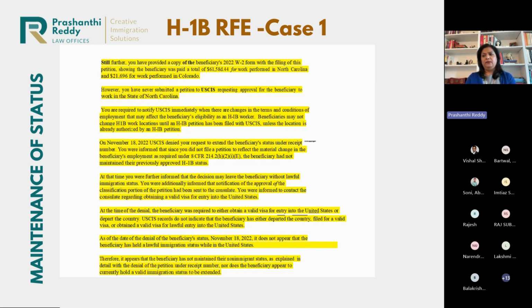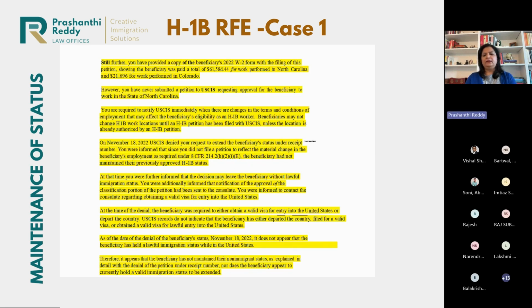There was an I-94, even though he's not maintained status technically, because they never actually explained the fact that he worked physically in the correct location, so he didn't maintain status. But there's no unlawful presence because there's an I-94, so that was important to show them. And the third thing with reference to Colorado is we said that, yes, he did move before the USCIS petition was filed, but it was only 30 days since he moved. And there is an exception with reference to the law that you can move within 30 days, and then you can file an amendment 30 days later.